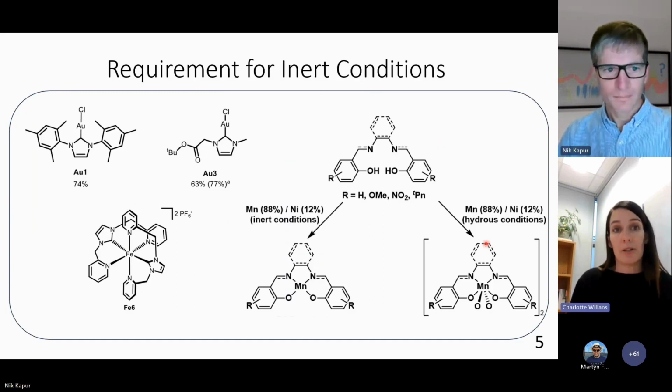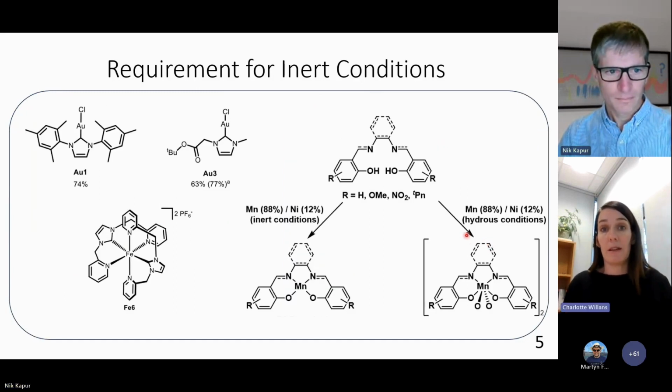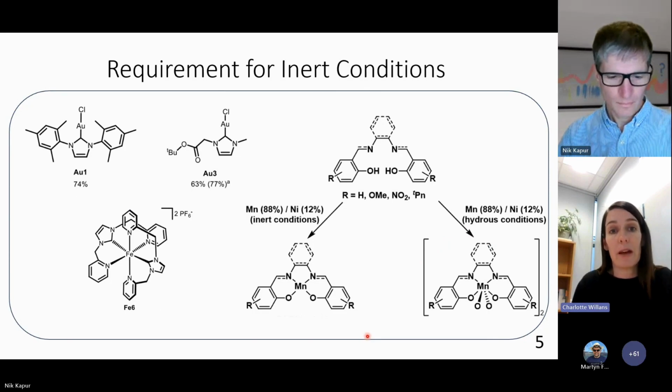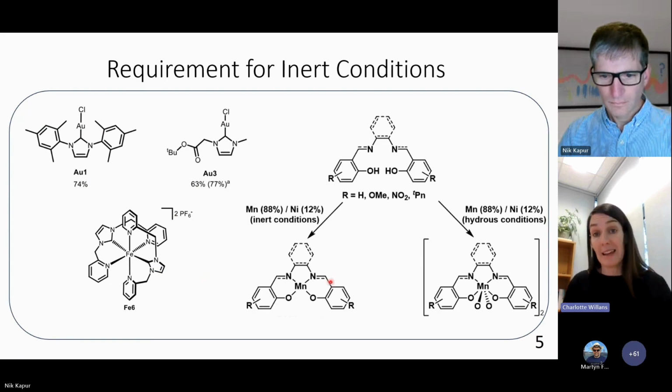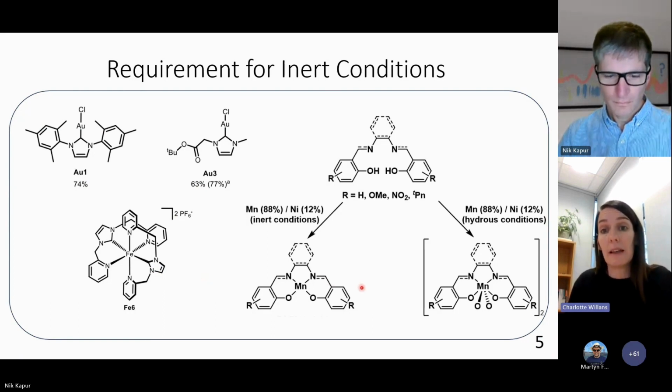So as I mentioned, a lot of chemistry, whether it's chemical reactions or electrochemical reactions, require inert conditions. So these are just some examples that we've carried out in the bottle reactor. So on the left-hand side, you can see some gold NHC complexes, some iron 2 NHC complexes. These are very air-sensitive materials, particularly the iron 2, and we can form them cleanly in high yield in that reactor. On the right-hand side, this is similar to the iron chemistry, so making these Salen complexes.